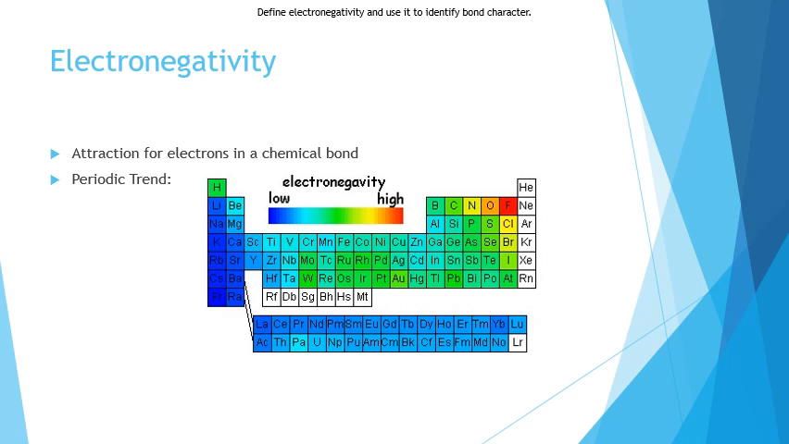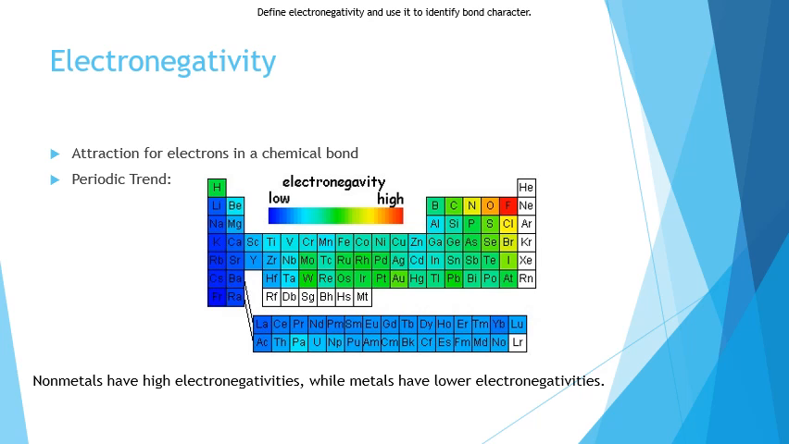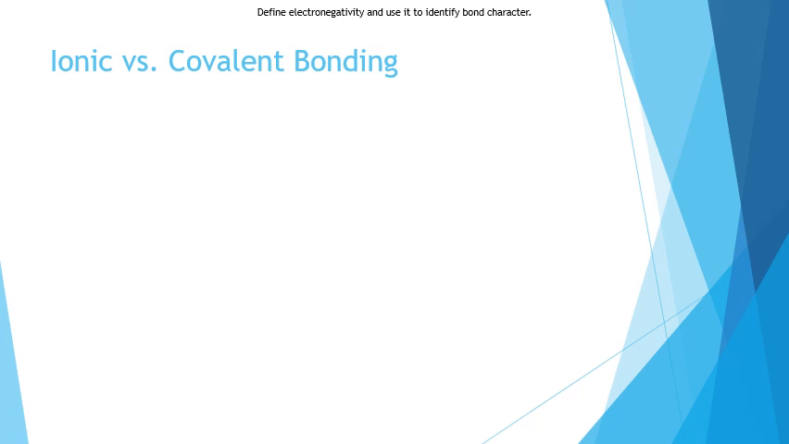So just keep in mind throughout this that nonmetals, these elements here on the right side of the table, have higher electronegativities. They have a greater attraction for electrons in a bond, whereas metals here on the left side of the periodic table have lower electronegativities.